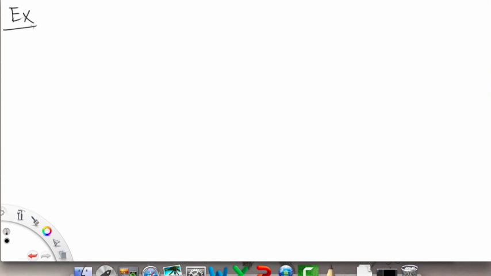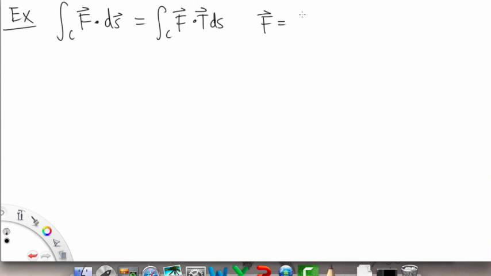So, example. We're going to calculate, and this is the way they'll have it, a vector line integral, something like that. They have it like this, but I'm going to write it like this. Calculate this. And then they're going to give you a vector field. On this one, it'll be z, y squared, and x. And then the c of t, the parameterized curve.